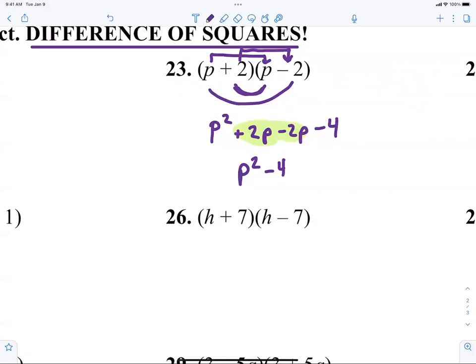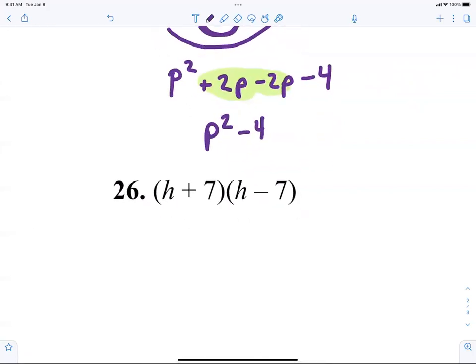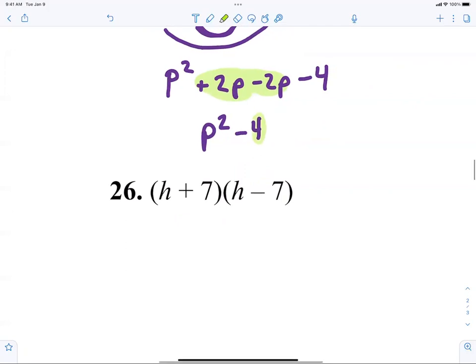Right, so now you understand why this is called the difference of two squares. Is 4 a perfect square? Yes. Is p squared a perfect square? Yes. Are you doing subtraction? Yeah. That's why it's called the difference of squares.